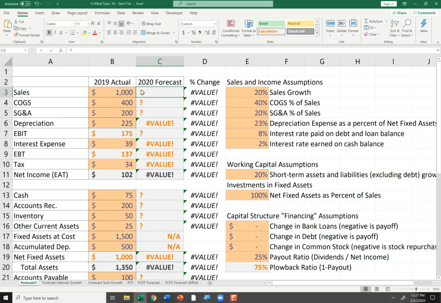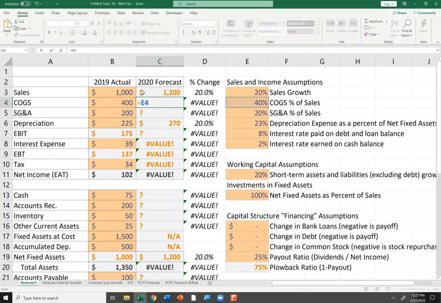And I'll start with my top line. I'm going to assume that sales grow by 20%. So I'm going to take the prior year's sales times 1 plus my growth rate. In this case, instead of assuming that my operating costs, cost of goods sold and SG&A, increase at 20%, I'll just specify it a different way. I'll say that cost of goods sold is going to remain at 40% of my sales forecast. So I'll take 40% of my $1,200 forecast of sales. And for SG&A, I'll take 20% of my sales forecast.